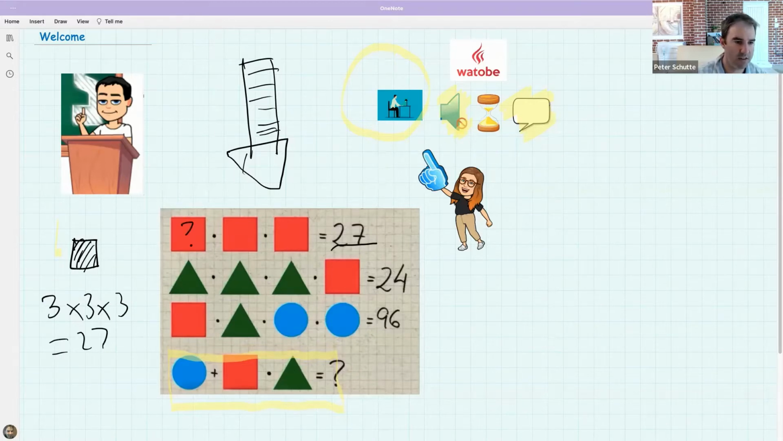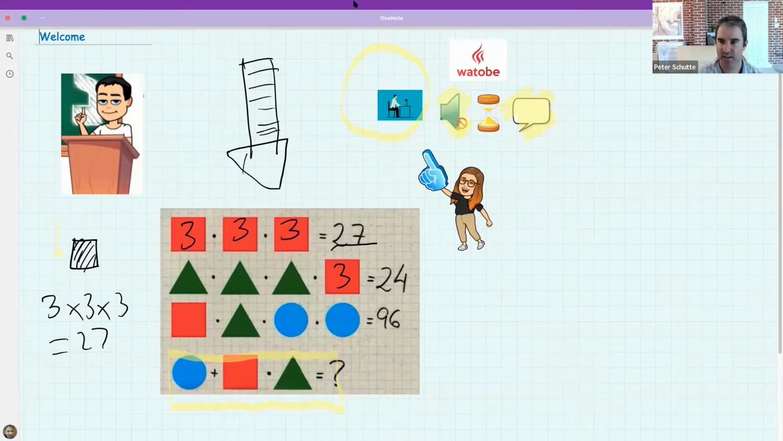So if we know this is a 3, can we now figure out what the green triangle is? I would love somebody to put in the chat what the green triangle needs to be. And just give it a go.